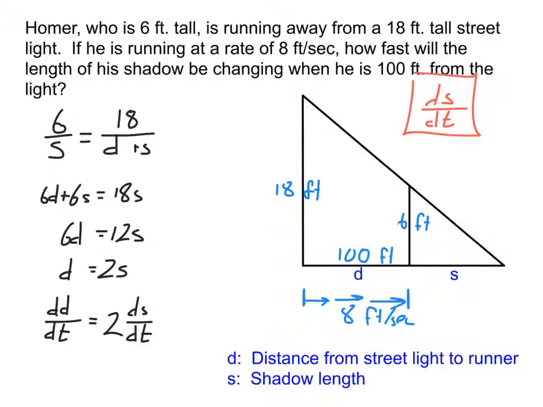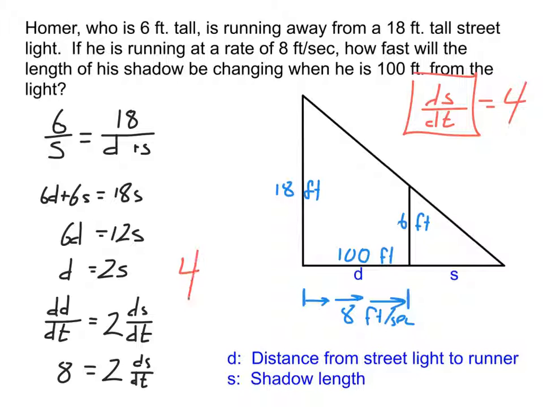Well, now we can actually find it. Remember, we're trying to figure out what ds over dt is. We know what dd over dt is. Remember, dd over dt, that's how fast d is changing. That's 8. Go ahead and plug that 8 in for dd over dt. You end up with 2 times ds over dt equals 8. Divide both sides by 2, and we end up finding that the answer is 4.